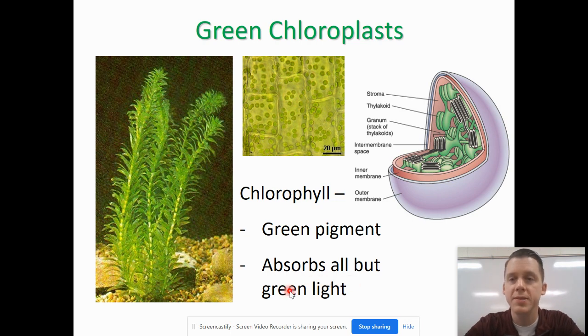There are other pigments sometimes in plants. We're going to focus on chlorophyll, but there are carotenoids and xanthophylls and anthocyanins that may absorb and reflect other colors as well.